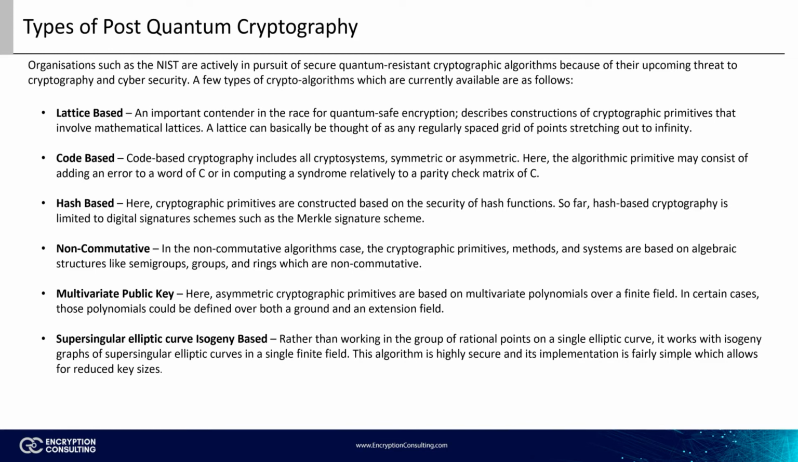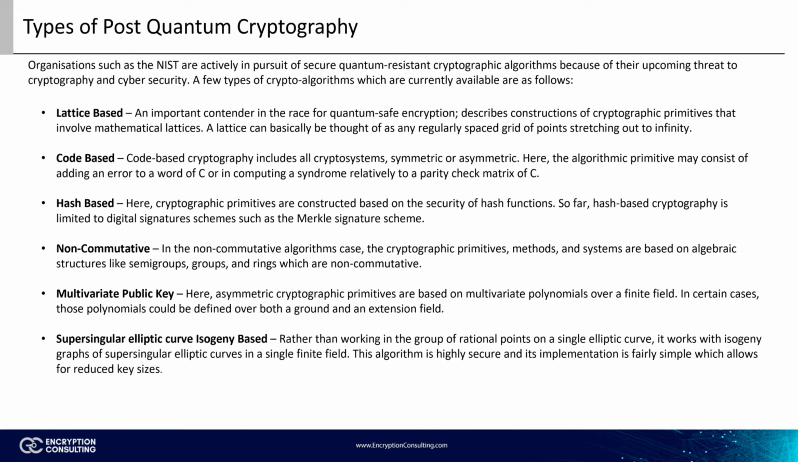To date, we have very few algorithms which are considered quantum resistant, but organizations such as NIST are trying to increase their arsenal. A few examples of currently available quantum-resistant algorithms are lattice-based, code-based, hash-based, non-commutative, multivariate public key, and supersingular elliptic curve isogeny-based cryptography. These are highly complex algorithms, much more complex than algorithms such as AES or SHA-3. As I mentioned, these are extremely complex, so for this video, I'll just give a brief overview.